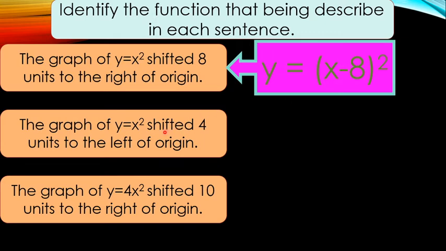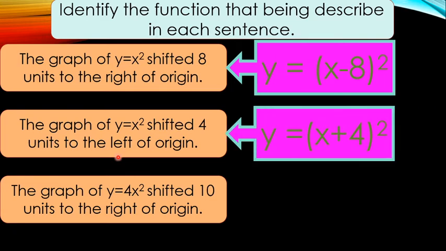Next, the graph of y equals x squared is shifted 4 units to the left. Since this is left, you are going to use the addition symbol. Then, plus 4. y equals (x + 4) squared.